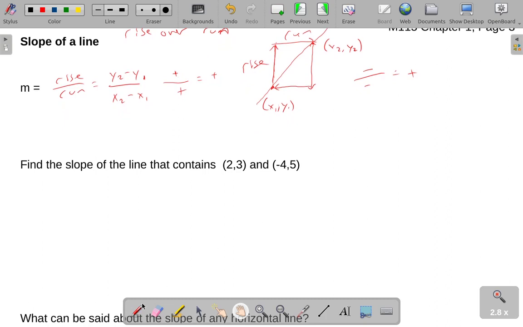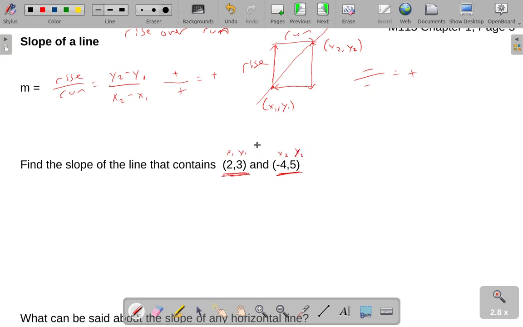All right, so let's do an actual example. Find the slope of the line that contains (2, 3) and (negative 4, 5). Well, I'll go ahead and call this my first point and this one my second point. I tend to just take these in whatever order they're given in the problem because I don't want to forget which one is the first and which one's the second halfway through a question. So this is x1, y1, x2, y2.